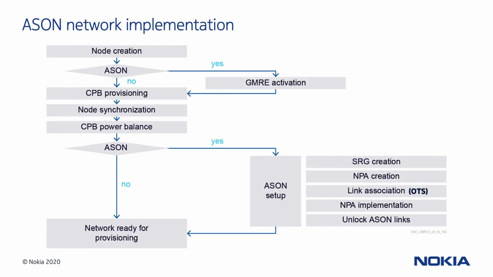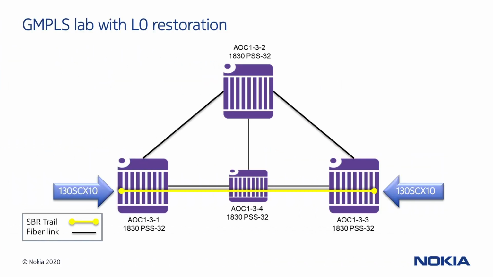In this slide, we can see the macro steps to provision an optical network through NFM-T so that it can host restorable traffic. In our example, the network commissioning steps have already been completed and the network is ready to transport trails and services. We're about to create a trail over 130 SCX10 transponders between the termination nodes depicted on the slide. Let's move to the NFM-T GUI for the next steps.